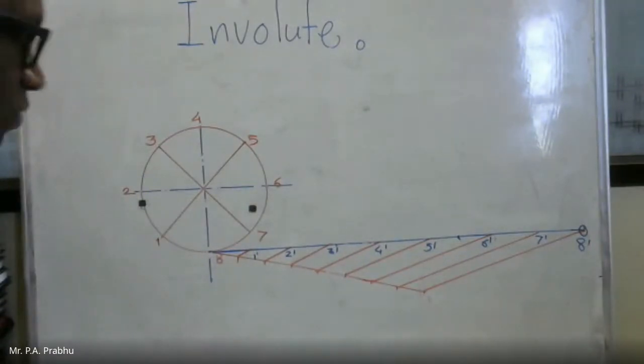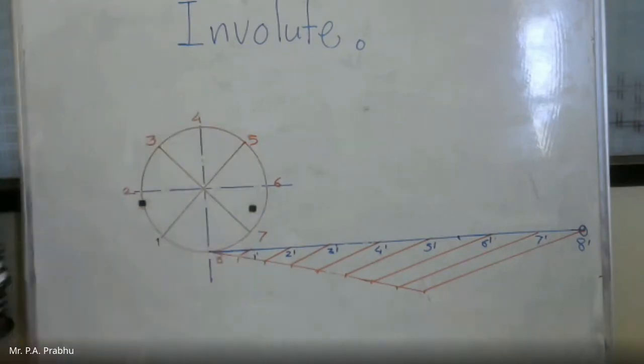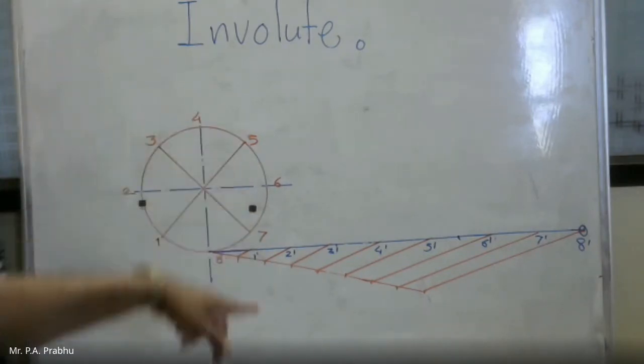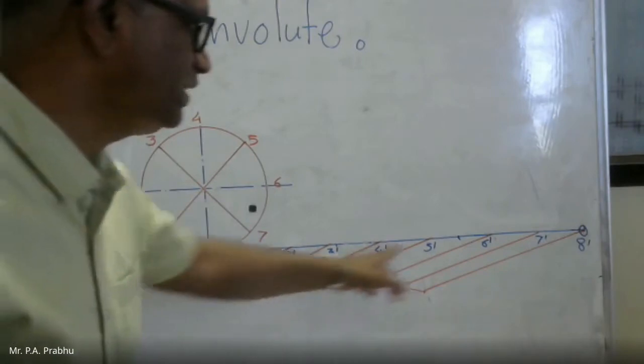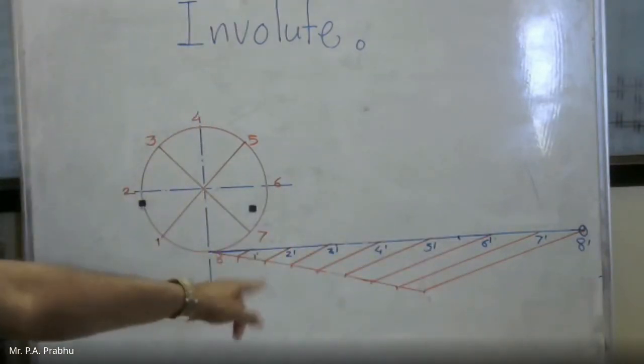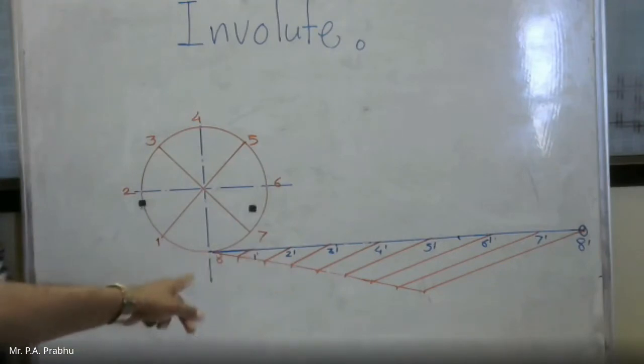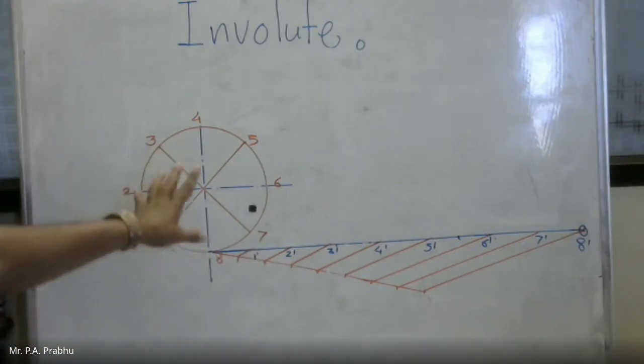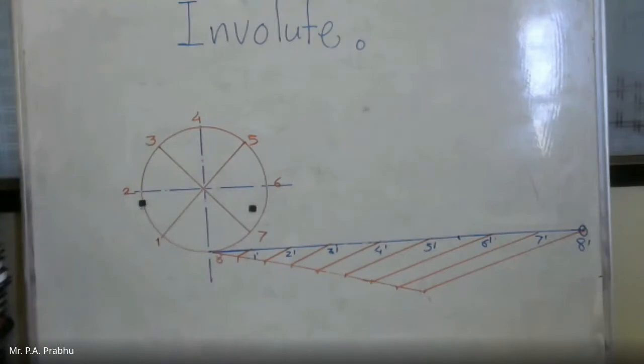See, we will repeat the procedure again. First draw the circle, divide into 8 or 12 parts. Then from the lowermost point, draw the tangent, mark the given length, and divide that string also into the same number of parts as we have divided this circle into, suppose 8 or 12 parts.